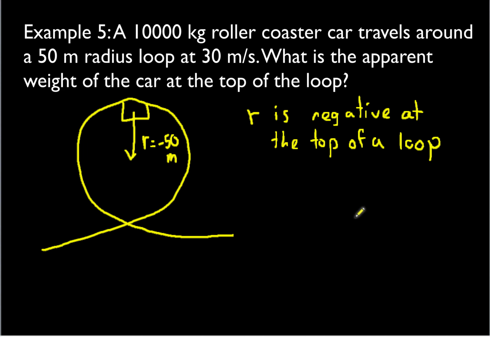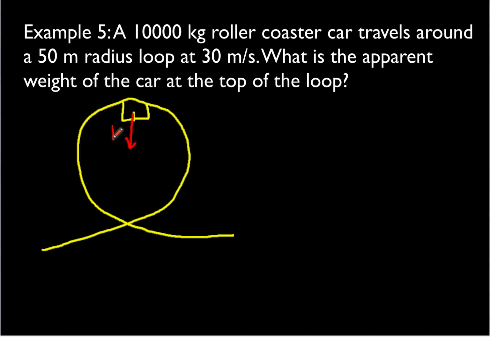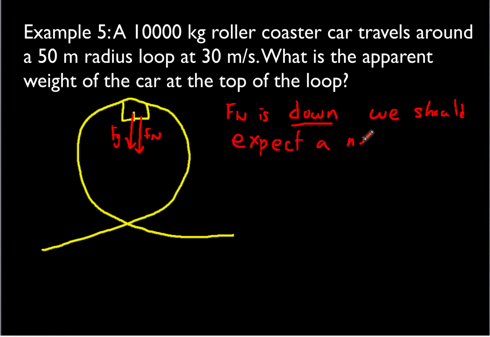But it's also important to notice the direction of other forces. In my previous two kinds of situations, normal force came out of the surface and went up. In this example, the normal force is down, in the same direction as gravity, because the loop pushes down on the car. Fn is down, so we should expect to get a negative answer for our Fn. In this case, a negative Fn value is a good sign. It means that the loop is pushing down on the car as expected.